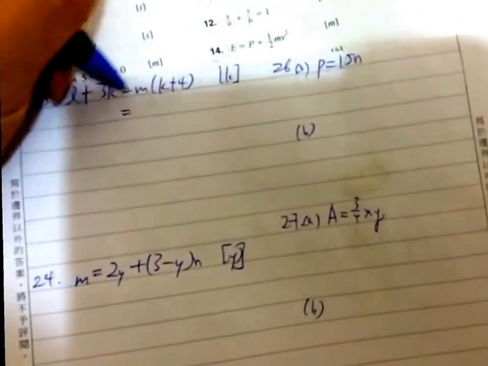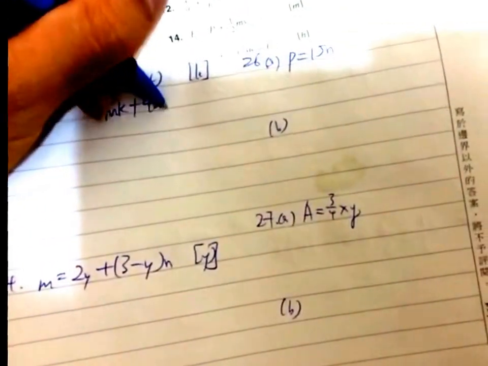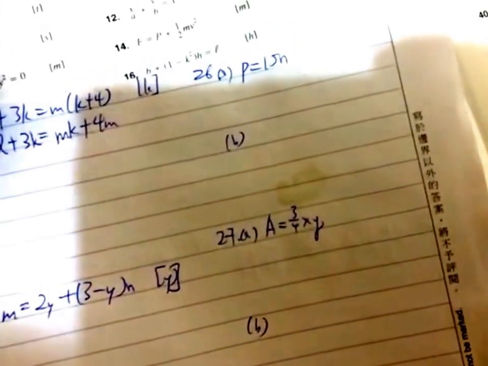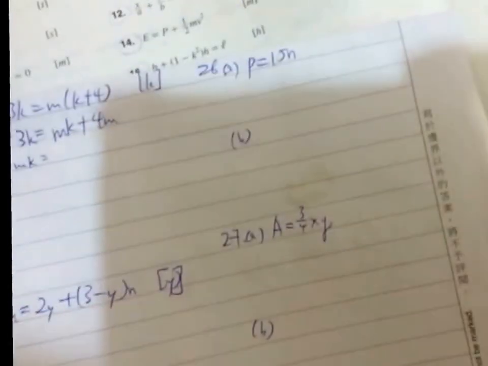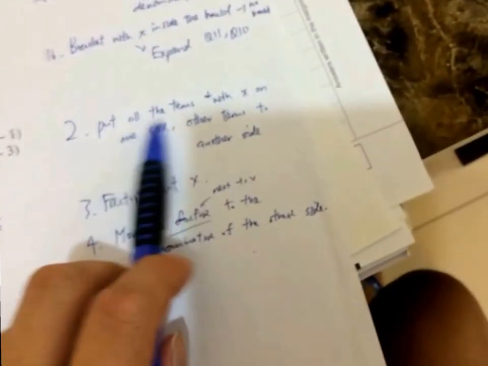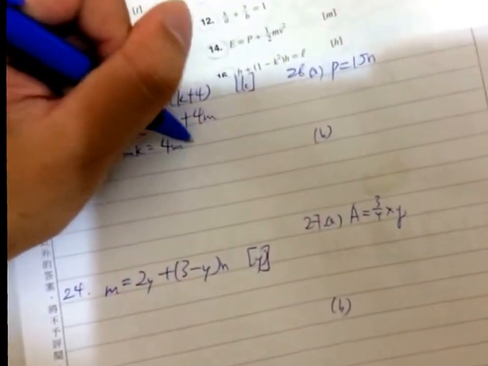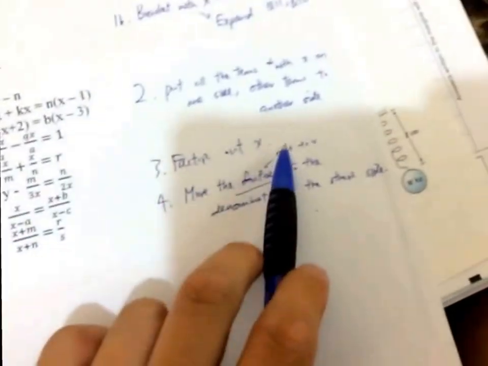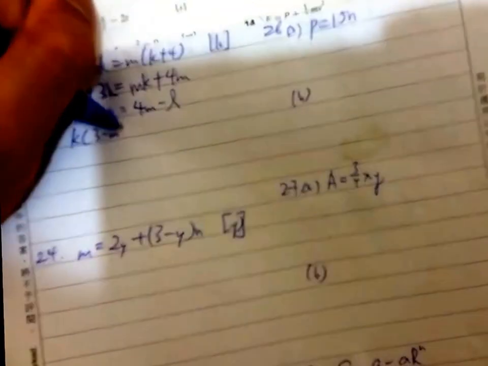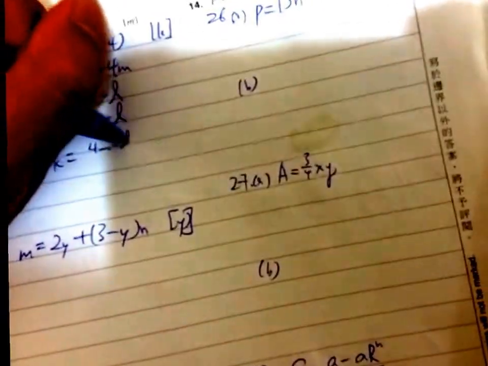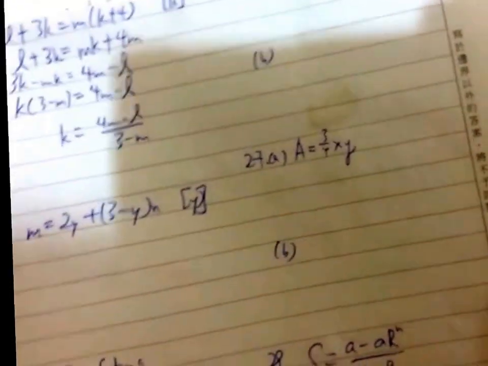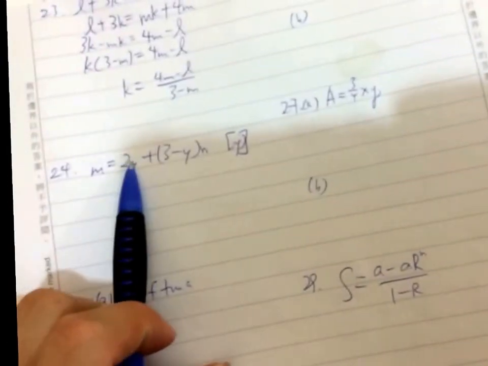Number 23, make k as the subject. I expand out mk plus 4m, it is 3k plus L. So these two terms with k, I move them together: I put terms with k on one side, other terms on another side. So 4m and L, I put them on the right hand side, and then I should factor out the k. Then there's no k in the other factor, and I can just divide by 3 minus m. That's it.